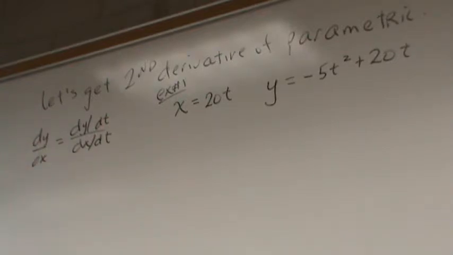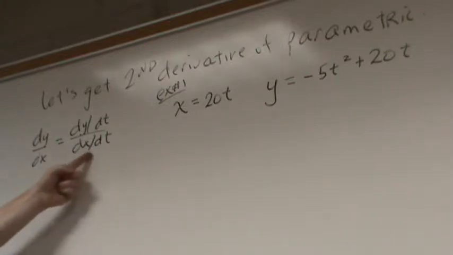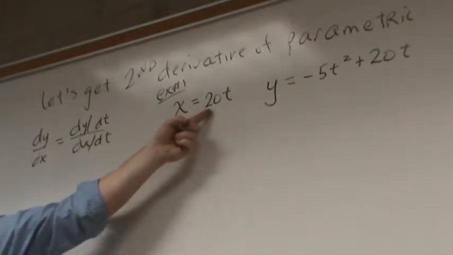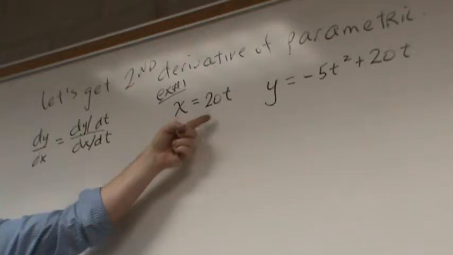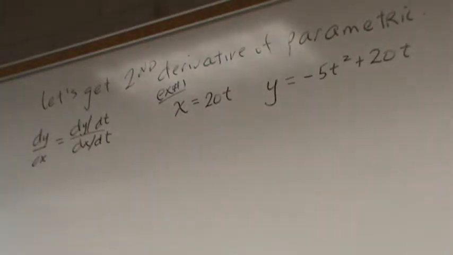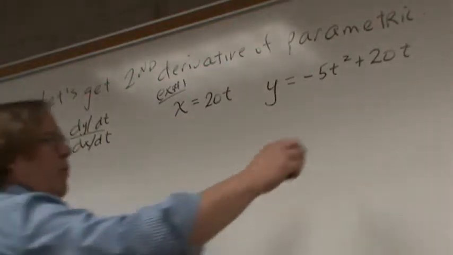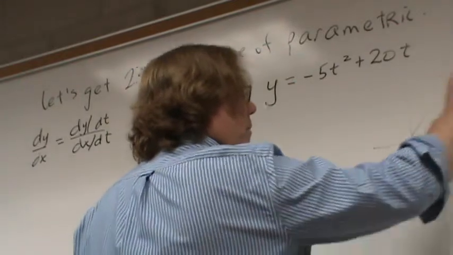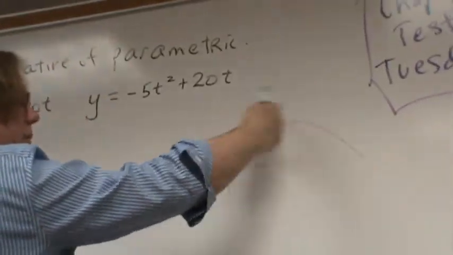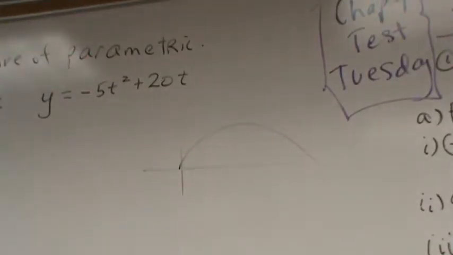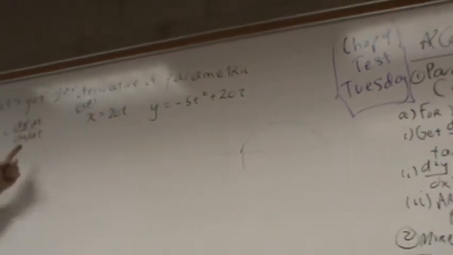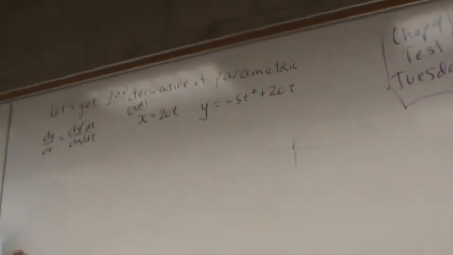I'd end up with undefined, because the second derivative of x is 0. The acceleration in the x direction is 0. I would end up with an undefined second derivative, but we know it's not undefined. Tell me, what would I expect my second derivative to be? Yeah, some negative number. Good job, Zach. So it obviously can't be the second derivative of y over the second derivative of x. What is it?